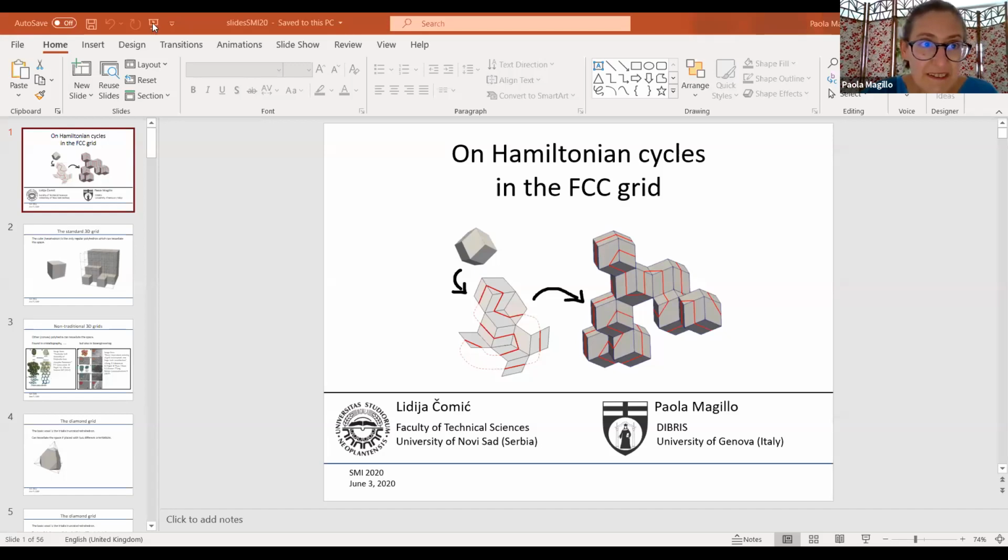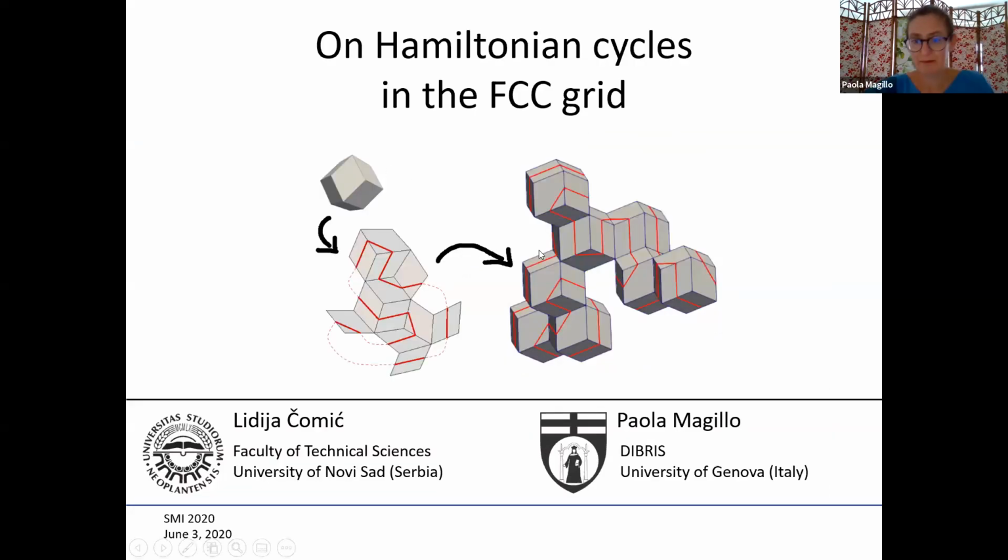Good afternoon, everybody. I'll try to show my screen. Okay. Do you see it? Yes, perfect, Paola. Thank you. Okay. The title is on Hamiltonian cycles in the FCC grid.